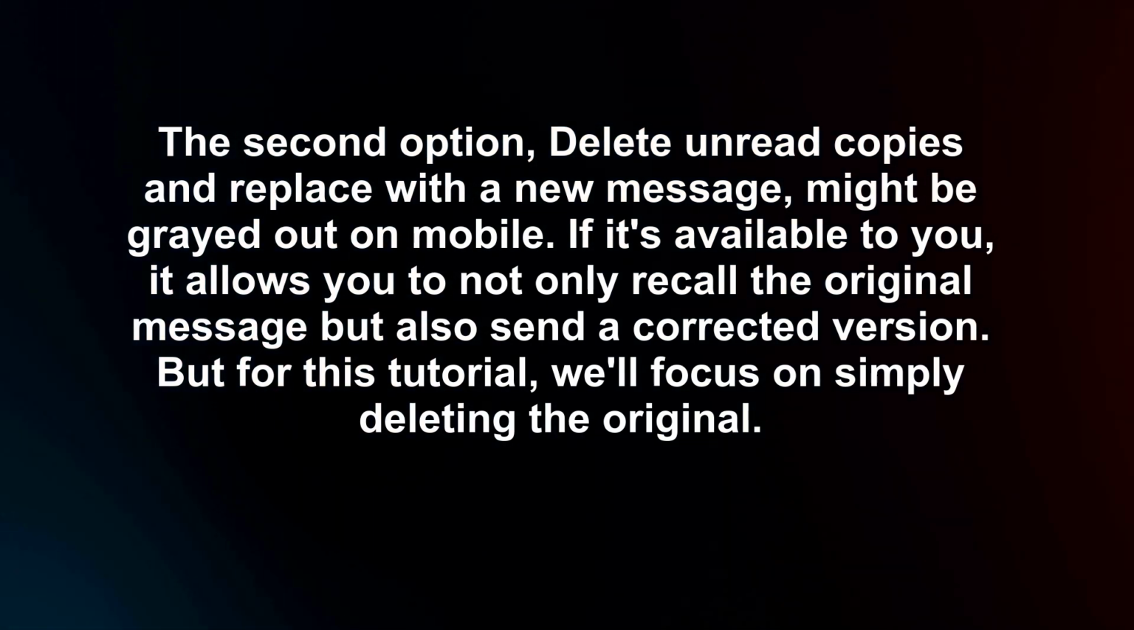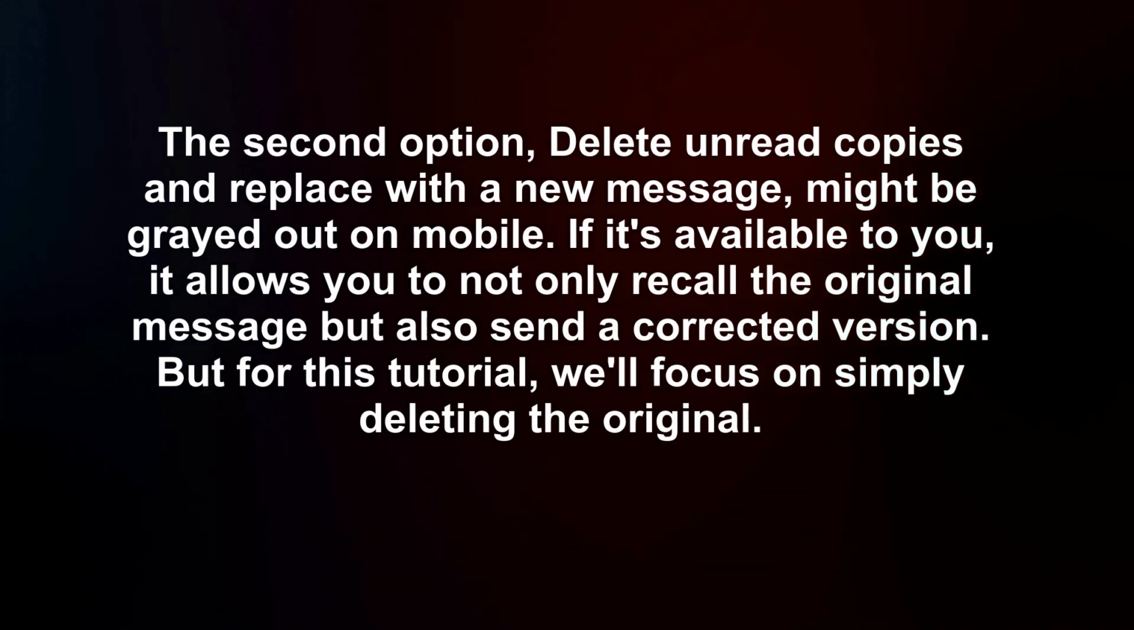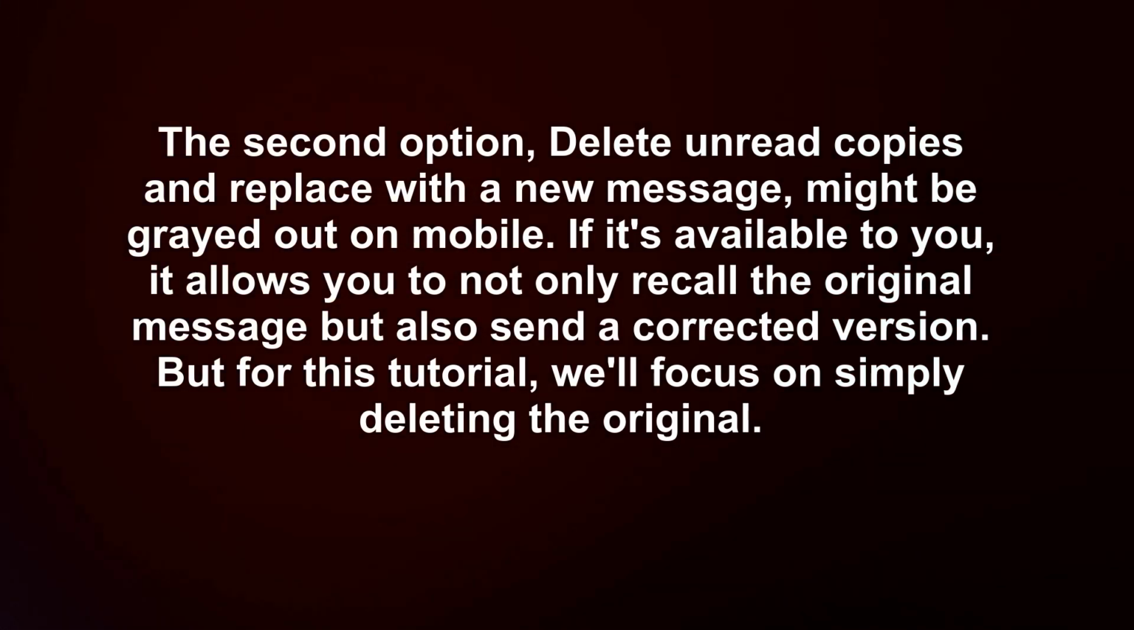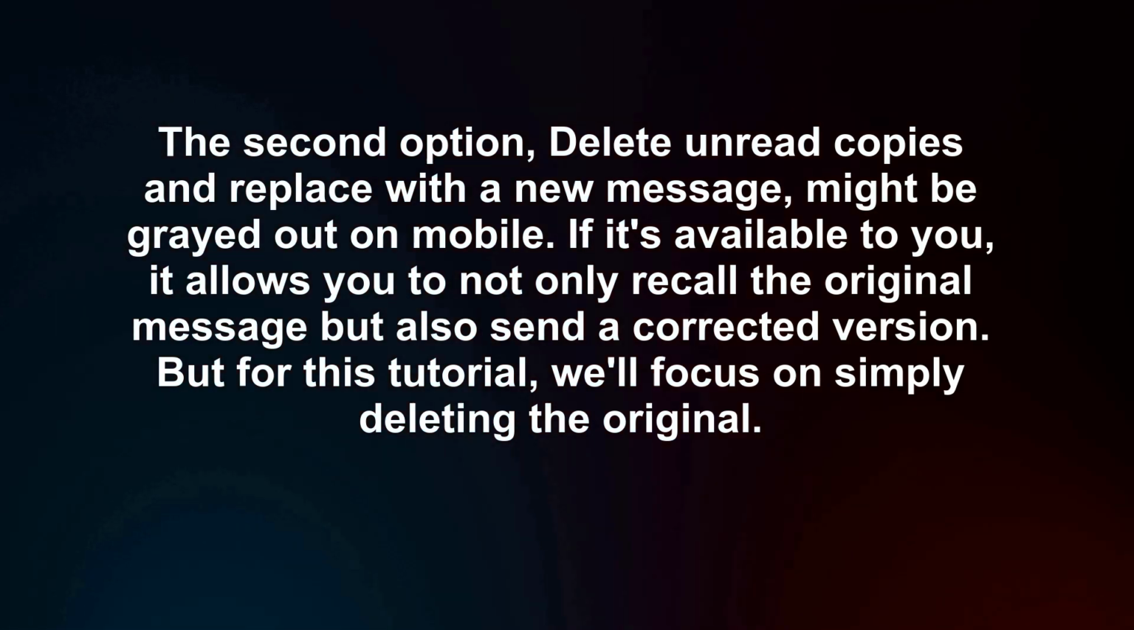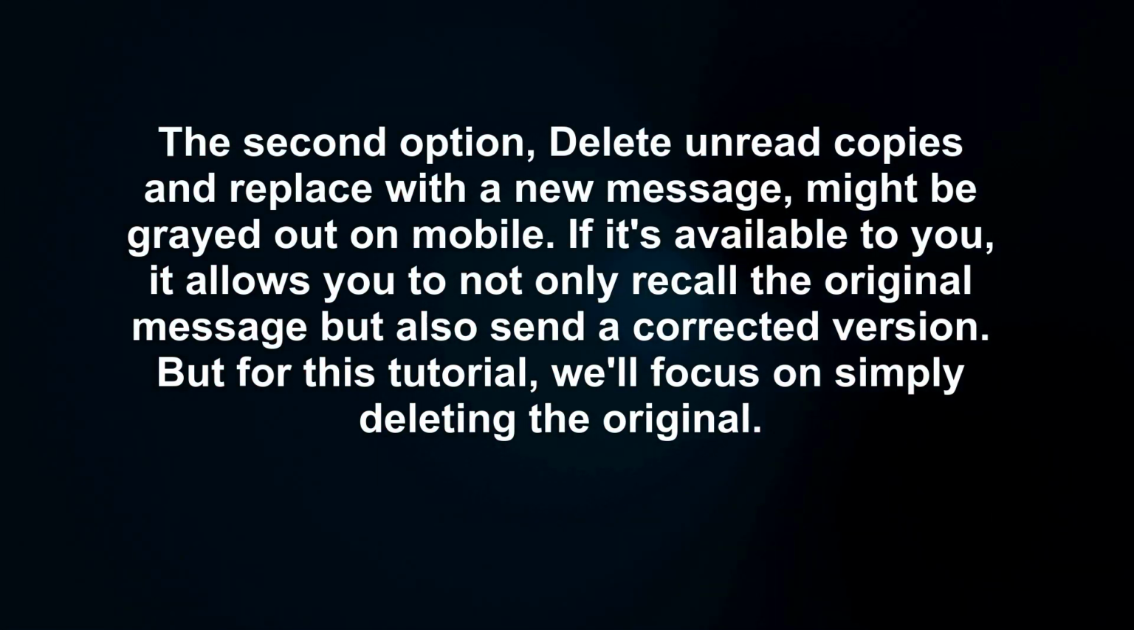The second option, delete unread copies and replace with a new message, might be grayed out on mobile. If it's available to you, it allows you to not only recall the original message but also send a corrected version. But for this tutorial, we'll focus on simply deleting the original.